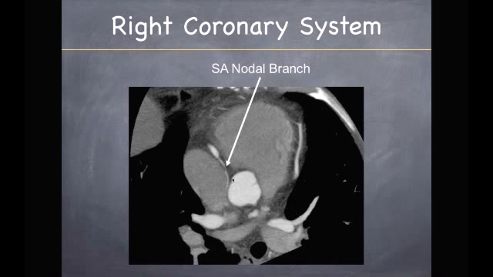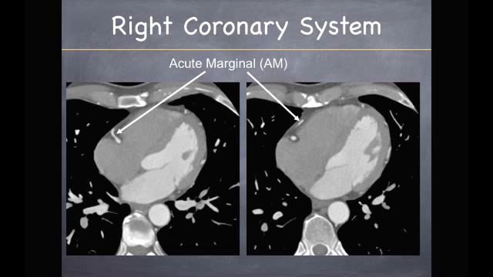Then here is the SA nodal branch coming off of the right coronary artery and traversing back to the SA node. And here's the acute marginal branch, which is coming off the right coronary artery to supply that right ventricular free wall.